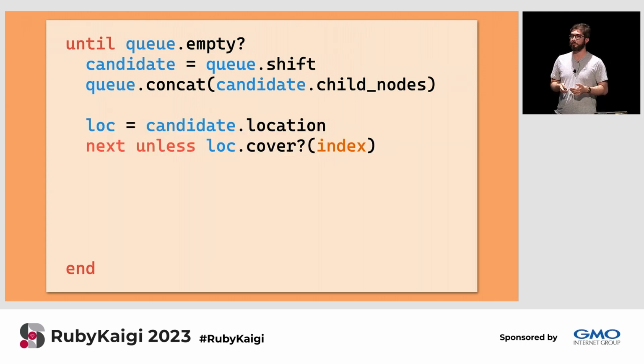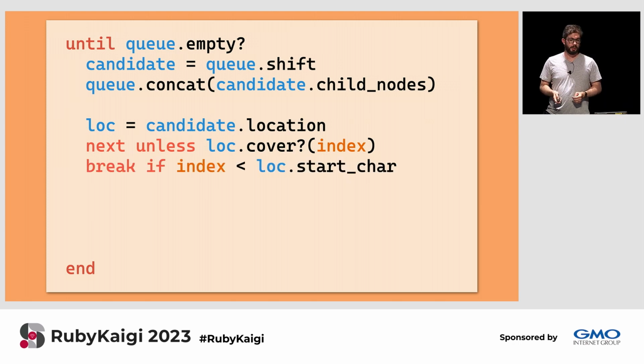If the location of the candidate does not cover the requested index by the user, then it cannot possibly be the right target because it's not under the right position. If the start location of the candidate is already past the index, then we already went too far. We should have found the right target by now, and we can break out of the loop and return whatever we have stored in target.